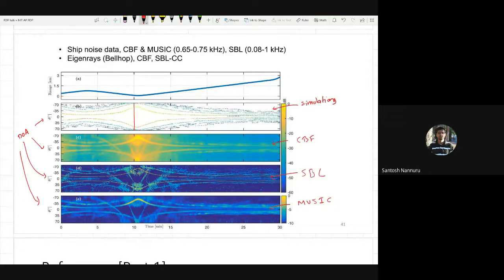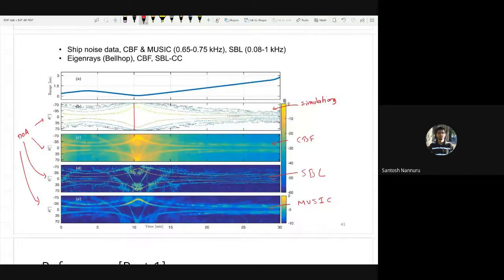So throughout this talk we are always comparing these three. Again the same three. MUSIC, you see, is again much better than CBF. You can see much nicer patterns in there, which match the simulated answer, but there is some blurriness. Whereas if you look at SBL, it is very, very sharp. It's very nicely able to track and identify the small, very localized answers, right?